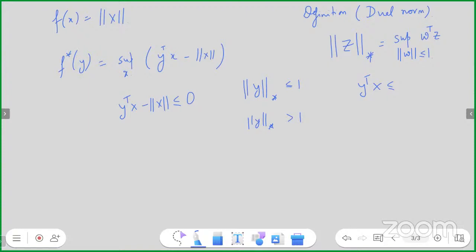Tell me what you are doing. Z equals x and omega equals y. W equals y. Okay, so x star is equal to the supremum of w is y transpose x. Yes. Now, for any vector x and any vector y, the maximum of y transpose x is bounded by the dual norm, x star. Yes, that is true.